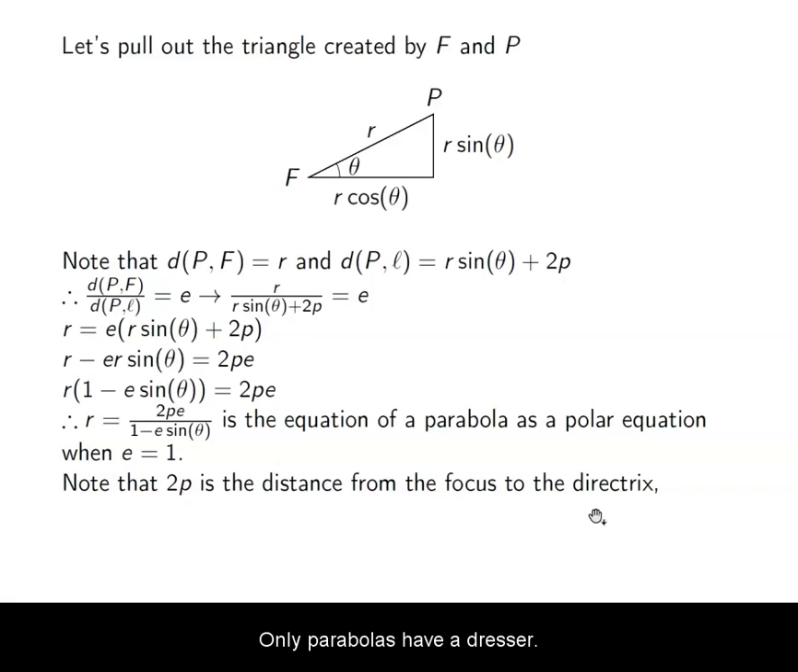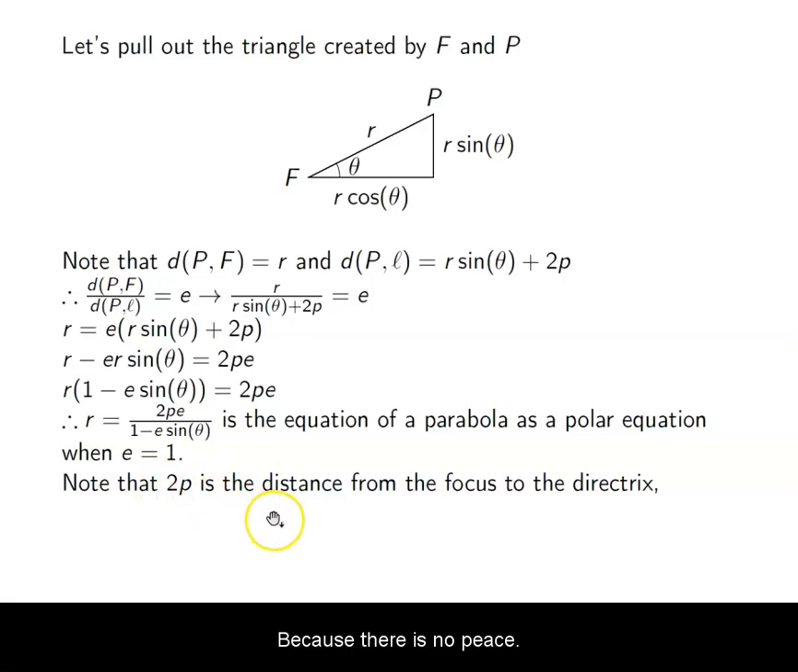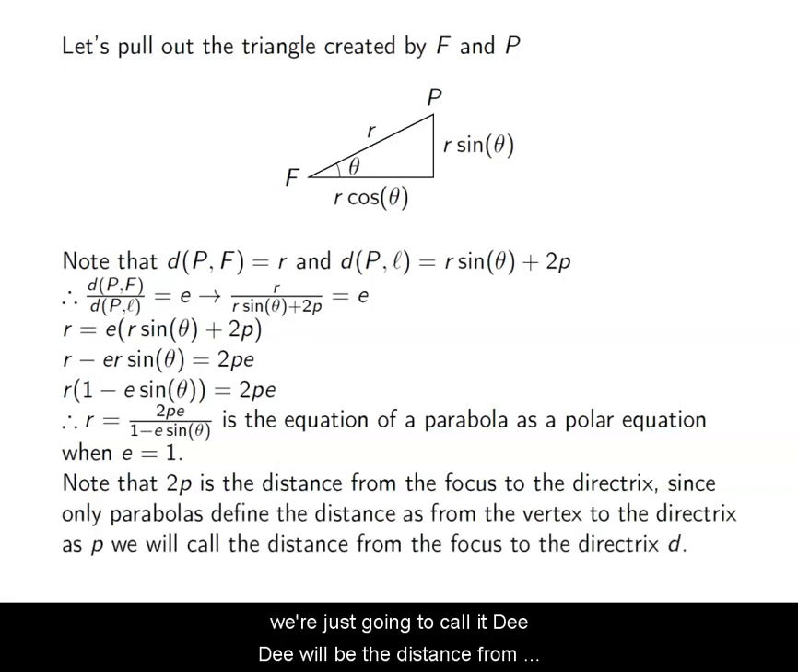Only parabolas have a directrix. The ellipse doesn't have a directrix, a hyperbola doesn't have a directrix. So it doesn't really make sense to keep 2p here, because there is no p in an ellipse. There is no p in a hyperbola. We want to generalize this so that we can use it for all of our conics. So we're going to get rid of this 2p, and we're just going to call it d. D will be the distance from the directrix to the focus. That'll be easier for us to use, because all of our conics have a focus, but not all of them have a directrix. So in this case, that's what d is going to represent.